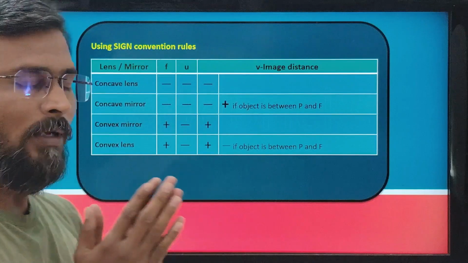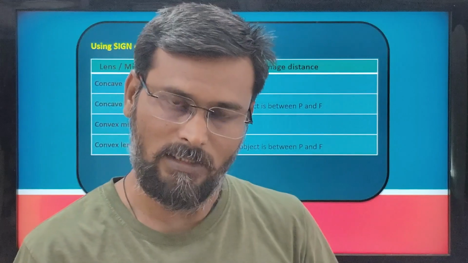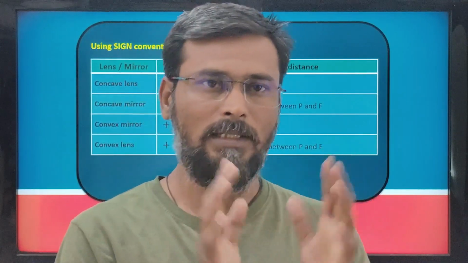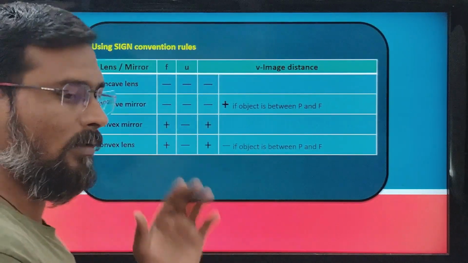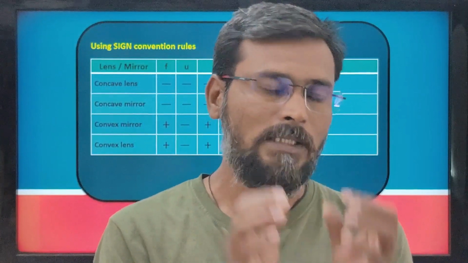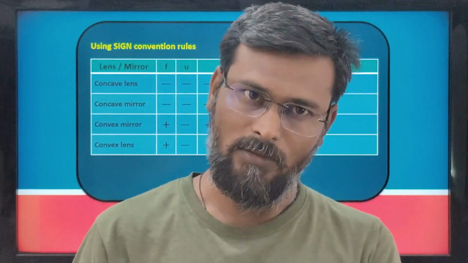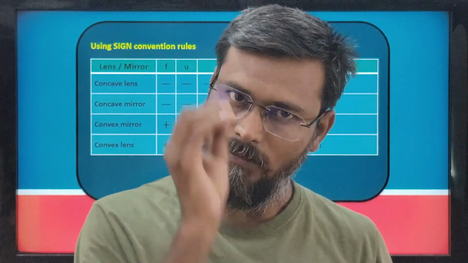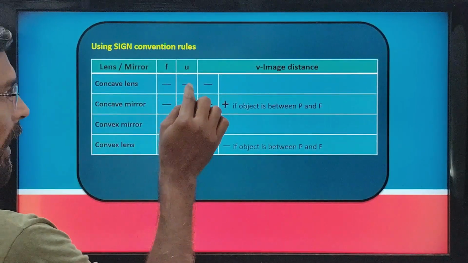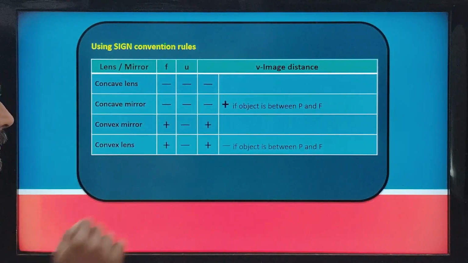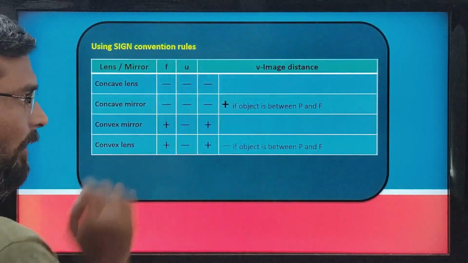This table will be helping you a lot, in which case you need to take focal length as positive, in which case you need to take object distance negative. All these things we will easily understand with the help of this table. So this table is really going to help you to apply sign convention rules while you are solving any problem related to concave and convex mirrors, concave and convex lens. So if you see here, concave lens, focal length, object distance and image distance. For concave lens, all of them are negative, meaning f, u, v.